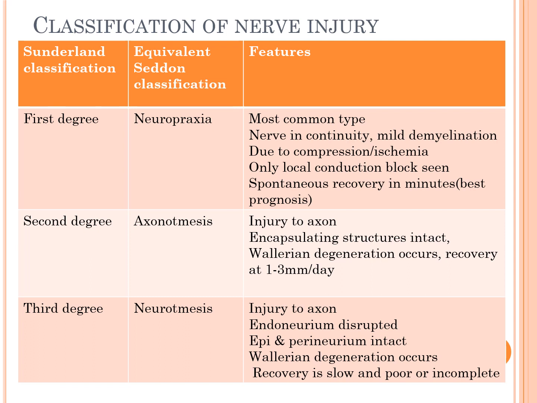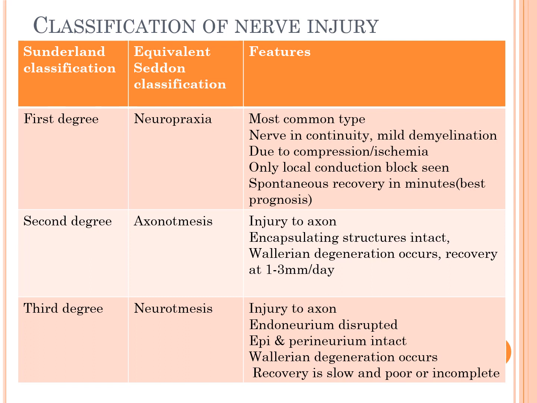So endoneurium, perineurium and epineurium, all these three layers will be intact when there is 2nd degree type of nerve injury. So this type of nerve injury is called axonotmesis, where there is only injury to the axon, and all the encapsulating structures are intact. And in this type of nerve injury, Wallerian degeneration occurs. What is meant by Wallerian degeneration? The degenerative changes which occur distal to the site of injury. Those changes are called Wallerian degeneration, which we will study in detail in the next few slides.